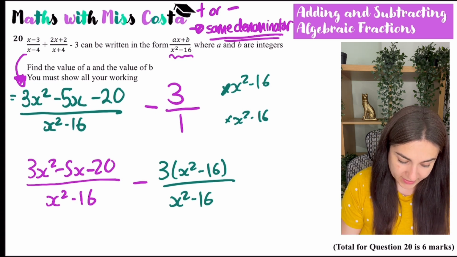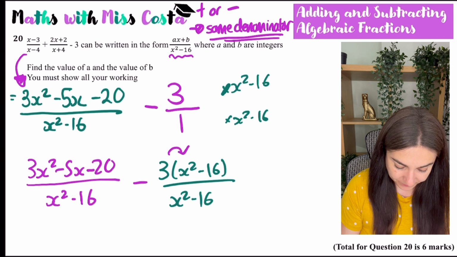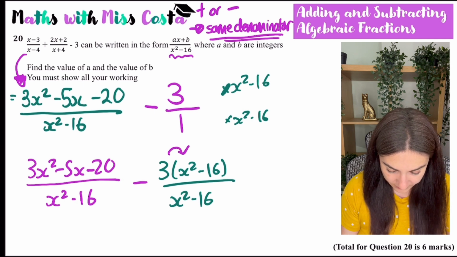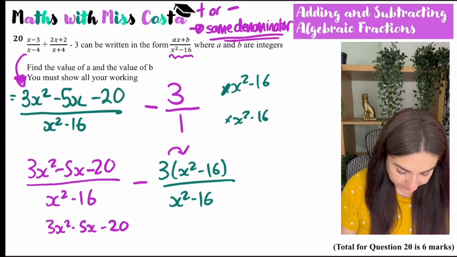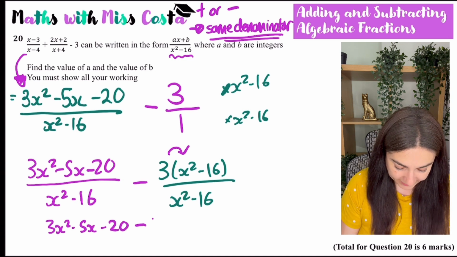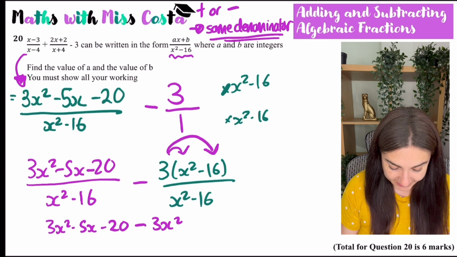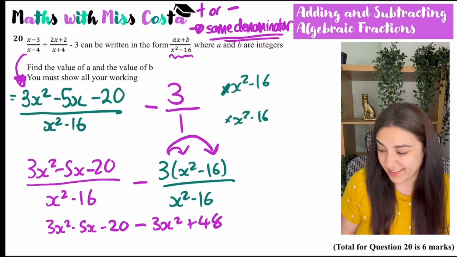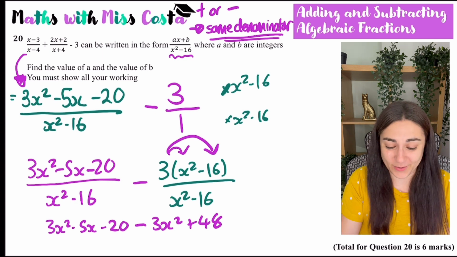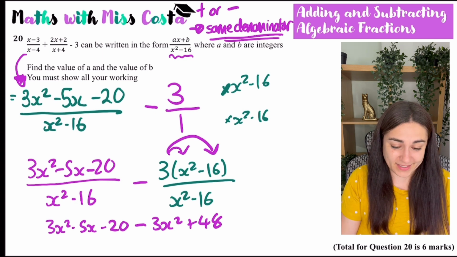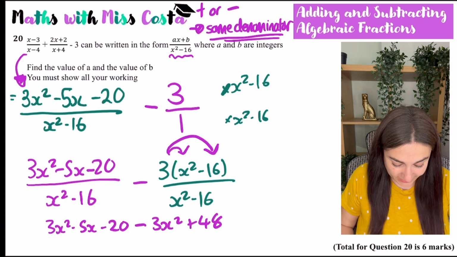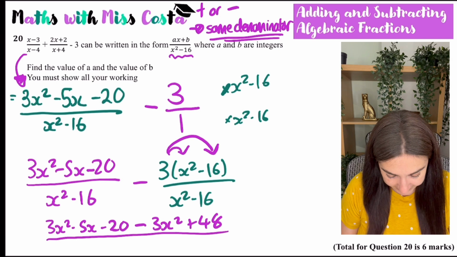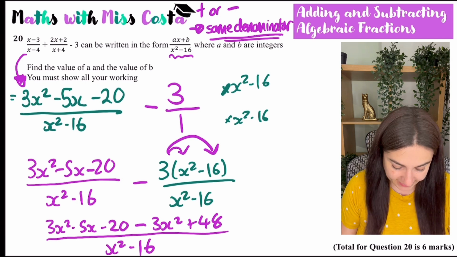Now, what I can do is expand this. So that would become 3x squared minus 5x minus 20 minus, and then 3 times x squared is minus 3x squared, and then minus 3 times minus 16 is going to be plus 48. Let's just double check, because honestly, sometimes it's the simple things that lead to the whole question going wrong. So thankfully that's right. And that is all going to be over x squared minus 16.